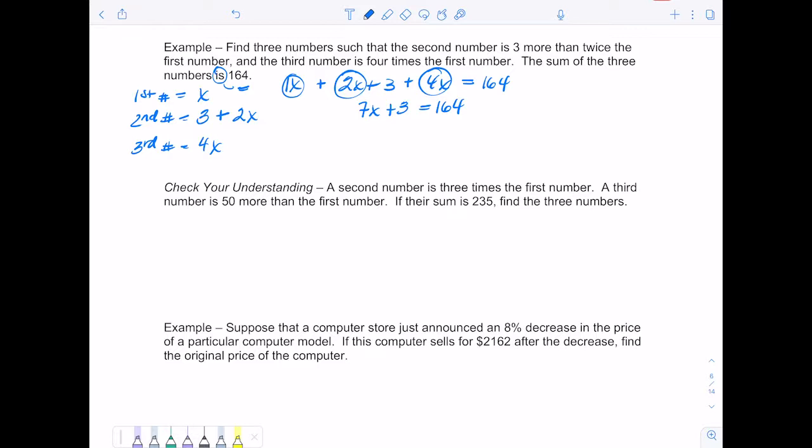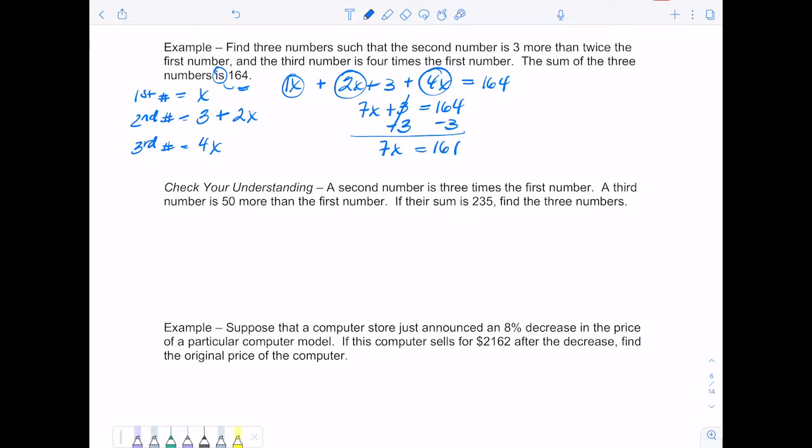And now I need to get x by itself. To isolate it, I want to move that plus 3 to the other side first. To do that, we're going to use an inverse property. Since it says plus 3, the inverse of adding is subtracting. So I'm going to do the opposite. Remember that an equation's balanced. So if I subtract 3 from one side, I have to subtract it from the other. Those 3's will cancel out, and I get 7x equals 164 minus 3, which is 161.